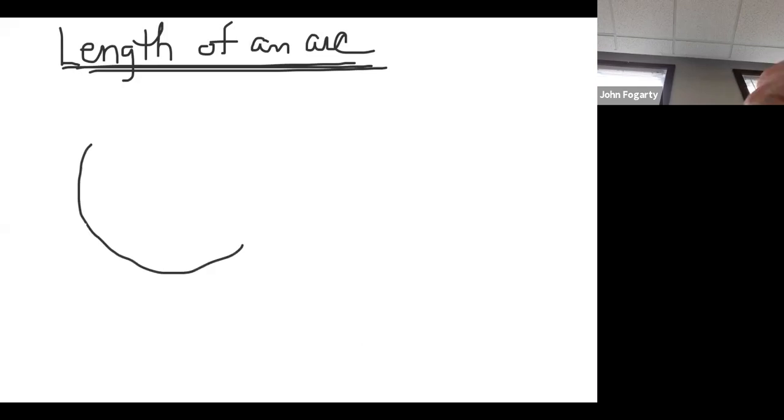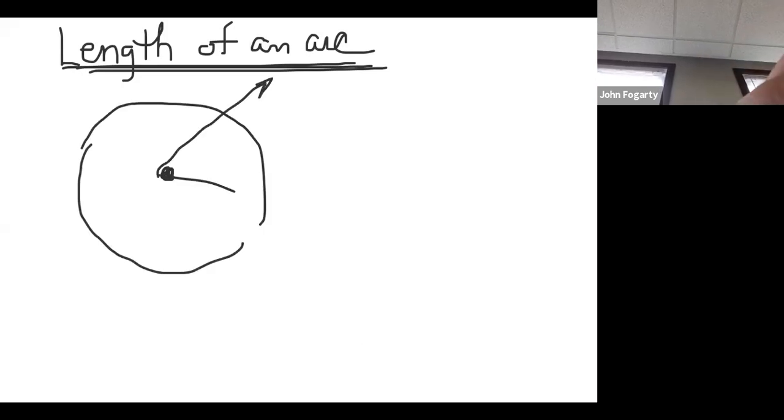Now we're getting a little more work done than I thought, right? The length of an arc. There's a difference between the measure of an arc and the length of an arc. The measure of an arc is out of 360. The length of an arc, all right, well, let's figure it out here. Let me draw you a picture.